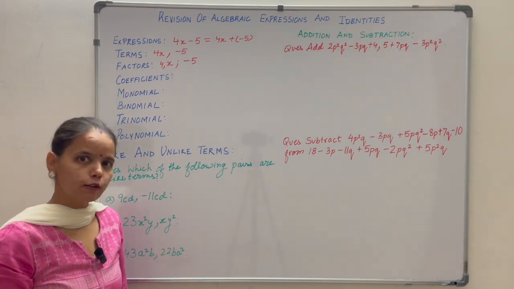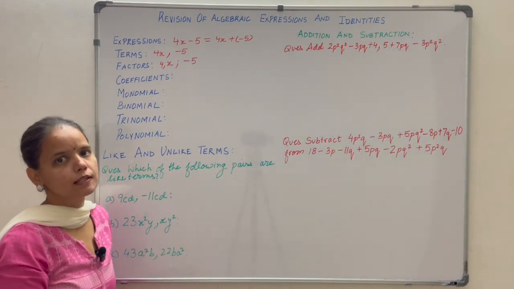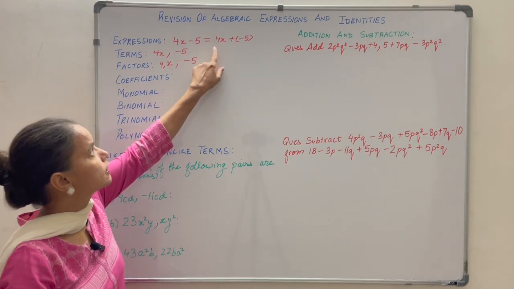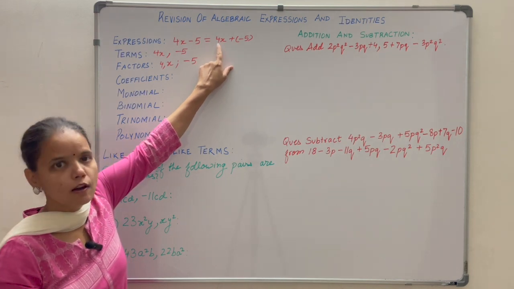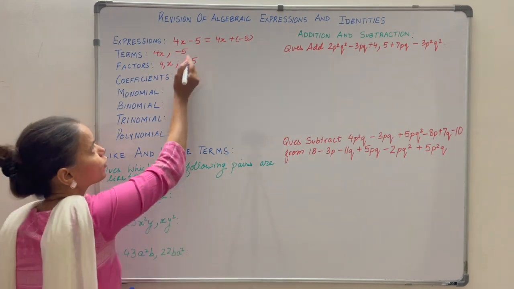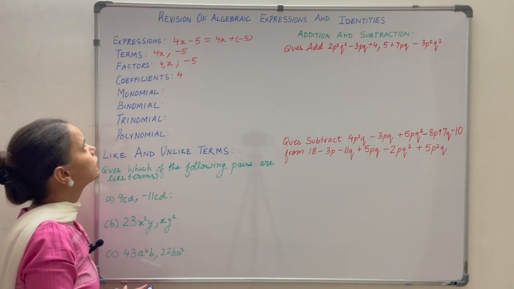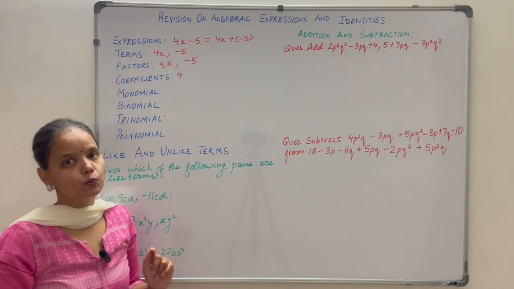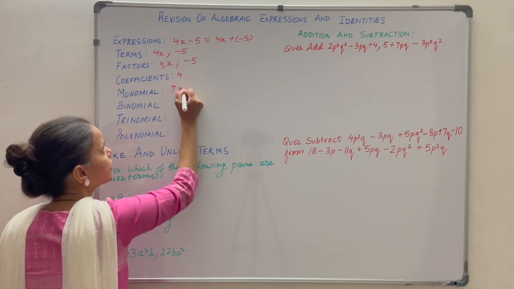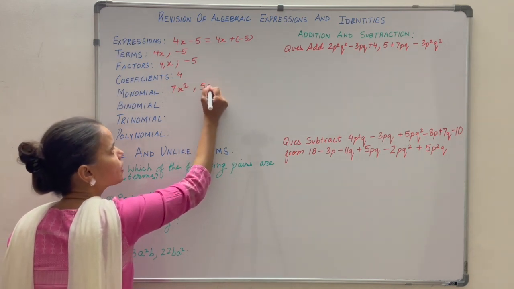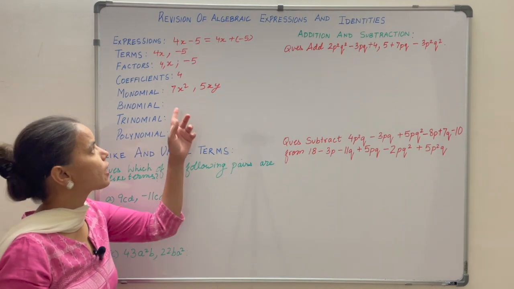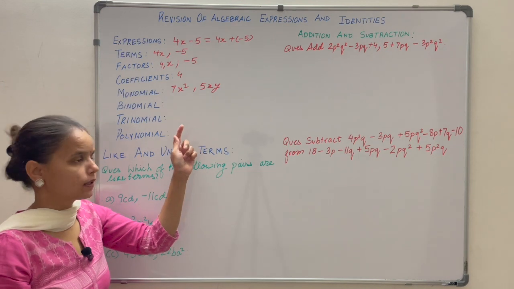Coefficient, or the numerical coefficient, or simply the coefficient, is the numerical factor of the term. Here the numerical factor of this term is 4. So the coefficient of x here is 4. Monomial: an expression having only one term is called a monomial. For example, 7x square, 5xy. This has only one term. So an expression having one term is called a monomial.